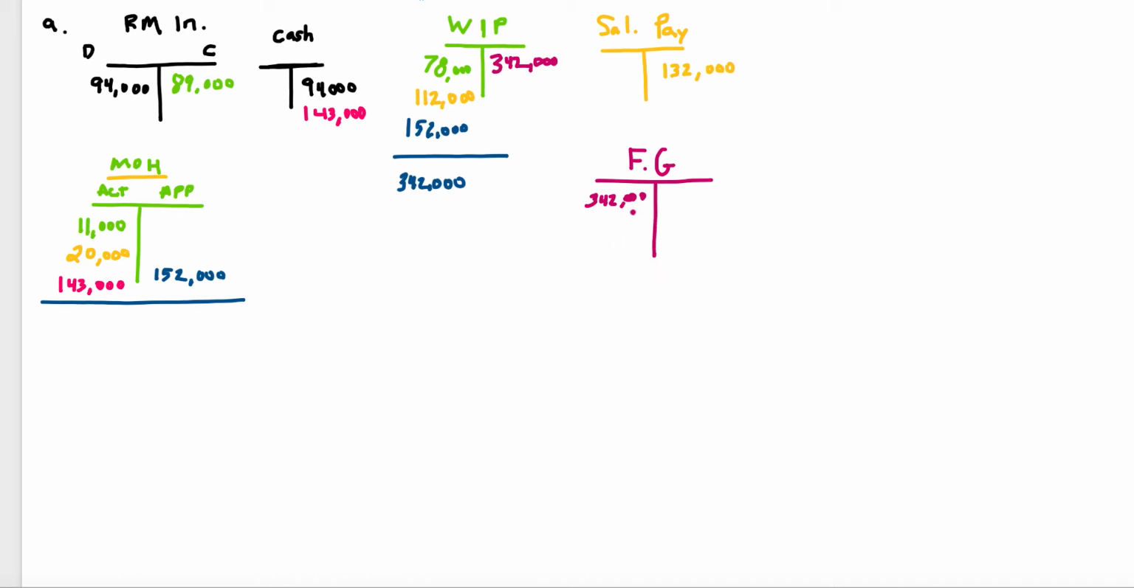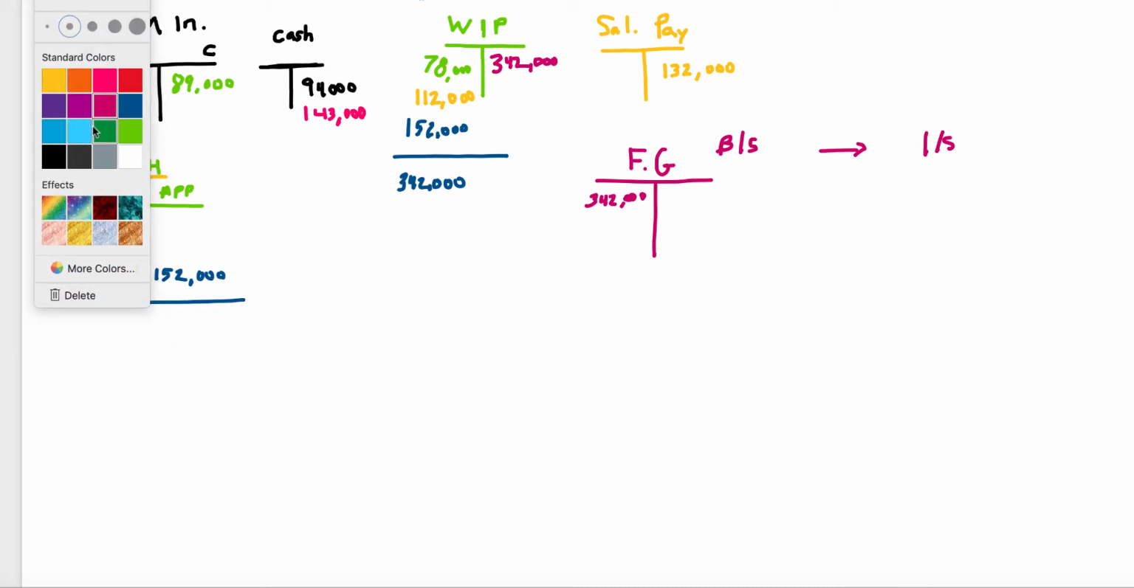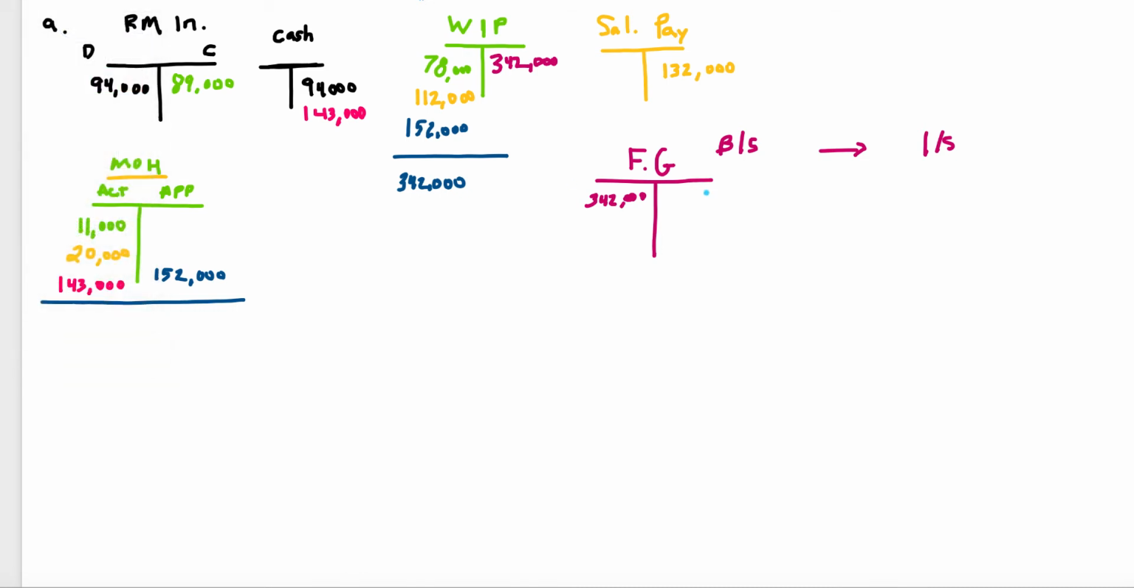they leave finished goods. We've got to get them out of finished goods, and we put them into our cost of goods sold account. So right here, these are all our balance sheet accounts. Finished goods is a balance sheet account. We've got to get it off the balance sheet and onto the income statement. Okay, how do we do that? Very, very easily. I don't think I used light blue yet.